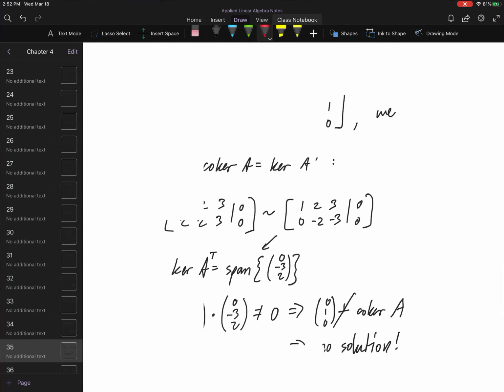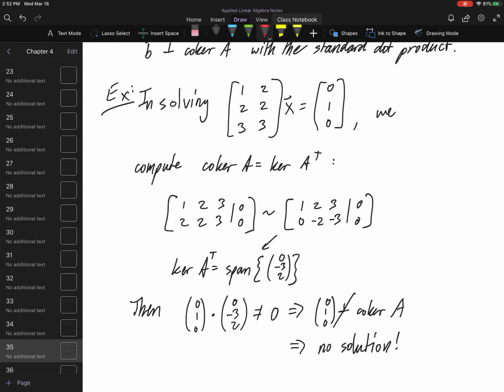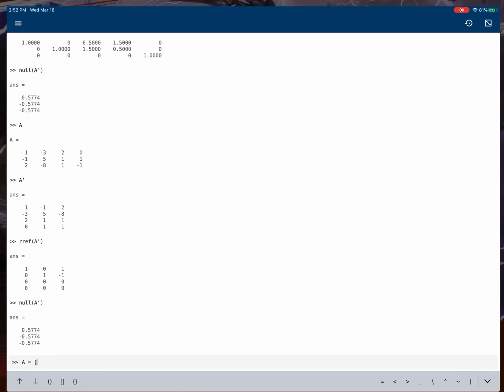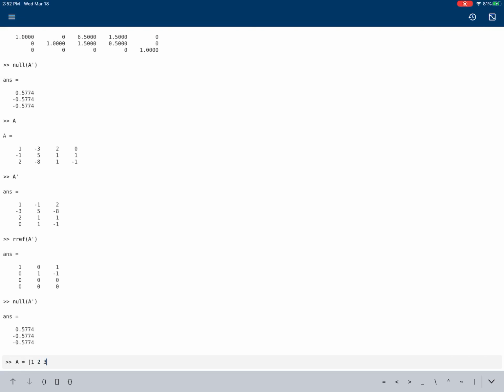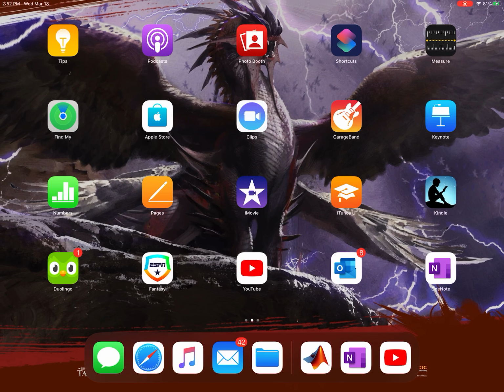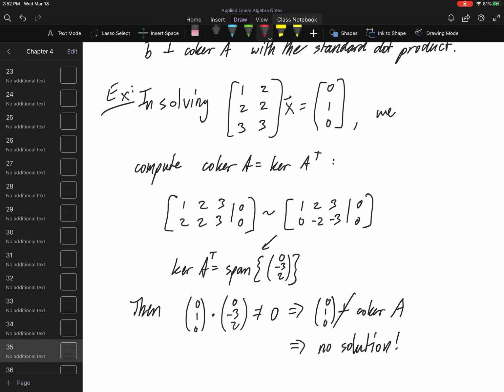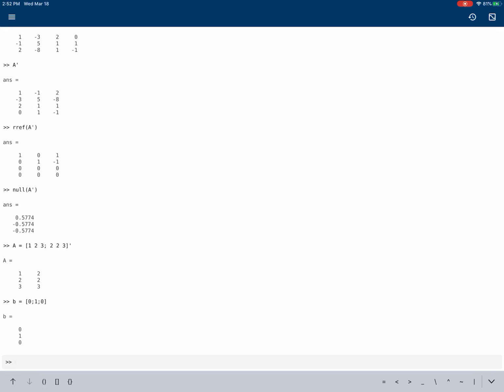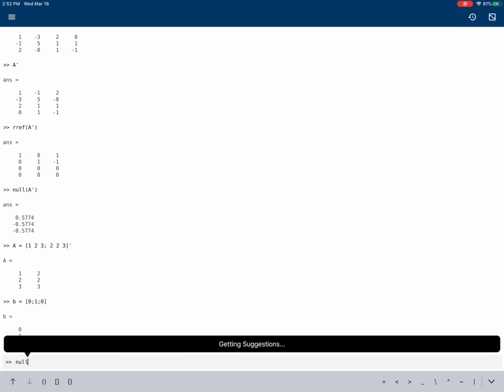Right, so back to MATLAB Mobile. I will go ahead and create a new matrix A, and going back here, it is [1, 2, 3; 2, 2, 3]. Okay, so transpose of [1, 2, 3; 2, 2, 3]. Transpose, there we go. And I would like to create the vector b, which from the notes is [0; 1; 0]. No problem. I'm pretty sure that's what I had.